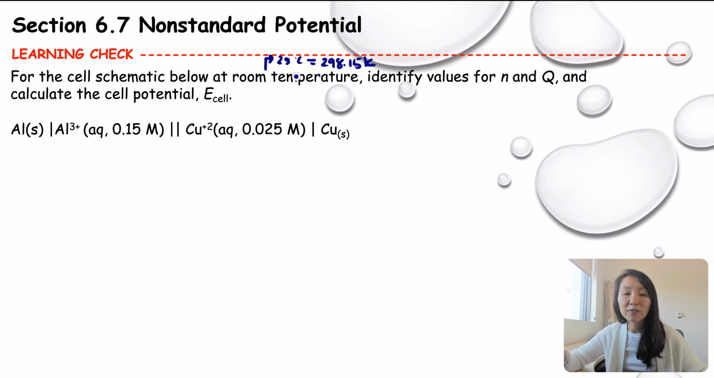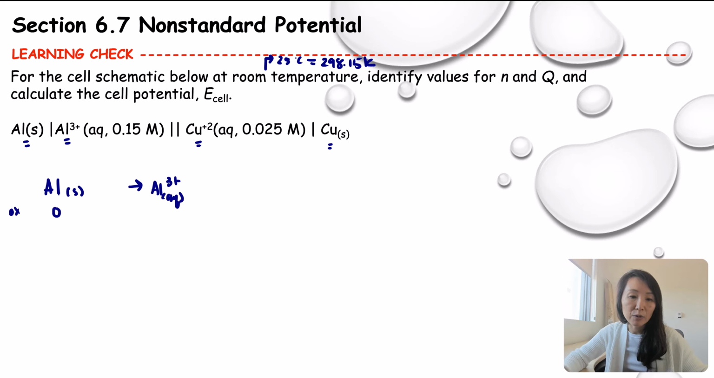The very first thing is to identify the half reactions. Here, aluminum is going into aluminum 3+, and copper 2+ is going into copper solid. So let's write the half reaction: aluminum solid forming aluminum 3+. Looking at the oxidation numbers, this is 0 and this is 3+, so you have 3 electrons being released. This is the oxidation process.